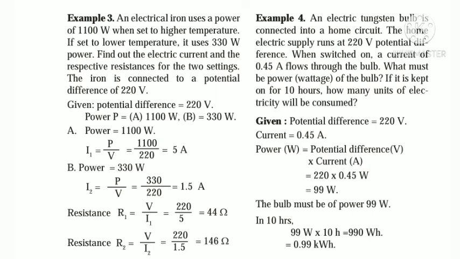Here we have studied 4 examples. In first example, we have calculated the power of electric current. In second example, we have calculated the potential difference across the resistance. In third example, we have calculated the resistance, and in fourth example, we have calculated the power of the bulb.